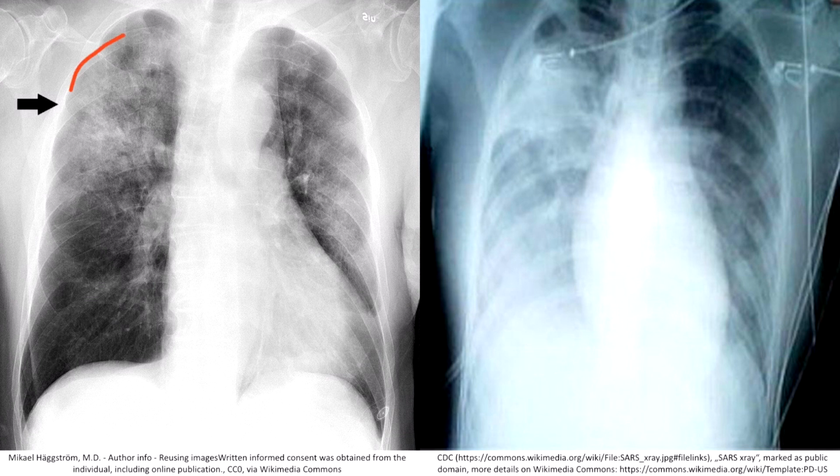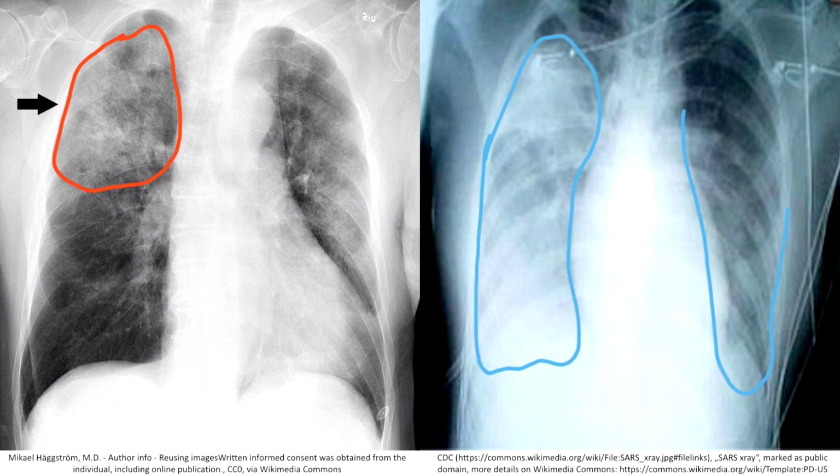On the left is a chest X-ray in a case of bacterial pneumonia. At the top of the right lung, there is an area of patchy consolidation, which is typical of bacterial pneumonia. Now, let's contrast that to the X-ray on the right. On this X-ray, we can see a case of viral pneumonia. Here, there is diffuse opacity in both lungs, which is very typical of a viral pneumonia.